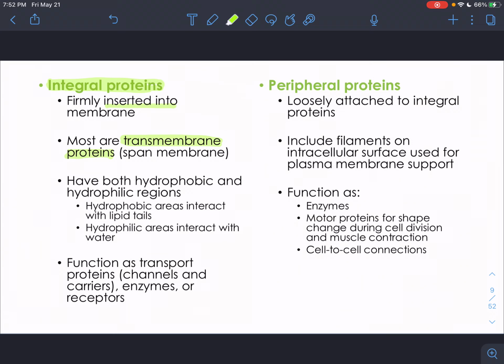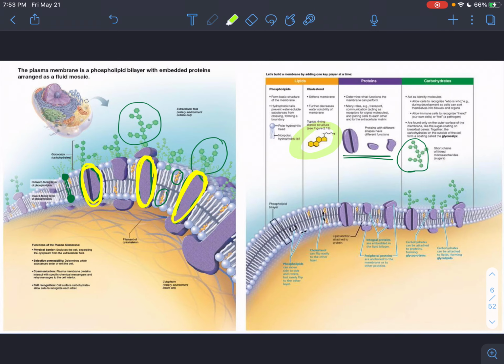Okay, so integral or transmembrane proteins. To be embedded in the bilayer like that, they have to have a hydrophobic and a hydrophilic region. Okay, the phobic region is going to interact with the tails of the lipids. Hydrophilic obviously is going to interact with the water and the phosphate heads of the phospholipids. Okay, and they have a bunch of different functions. I'll tell you those on the next slide in more detail. The other type of protein we have are peripheral proteins. Instead of being inserted into the membrane, these are loosely attached to the other proteins and kind of sit on the surface. Okay, so I'm going to go back really quick again and show you.